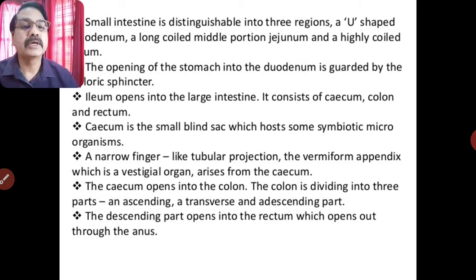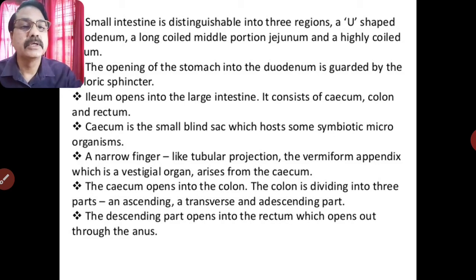Then the narrow finger-like tubular projection, that is called the vermiform appendix, which is a vestigial organ we discussed in the diagram also, arises from the cecum. It has no function in our body, but it has many functions and is a very important part of the animals who are herbivores. The cecum opens into the colon. The colon is divided into three parts. You will see in the diagram: ascending colon, then transverse colon, and descending colon.